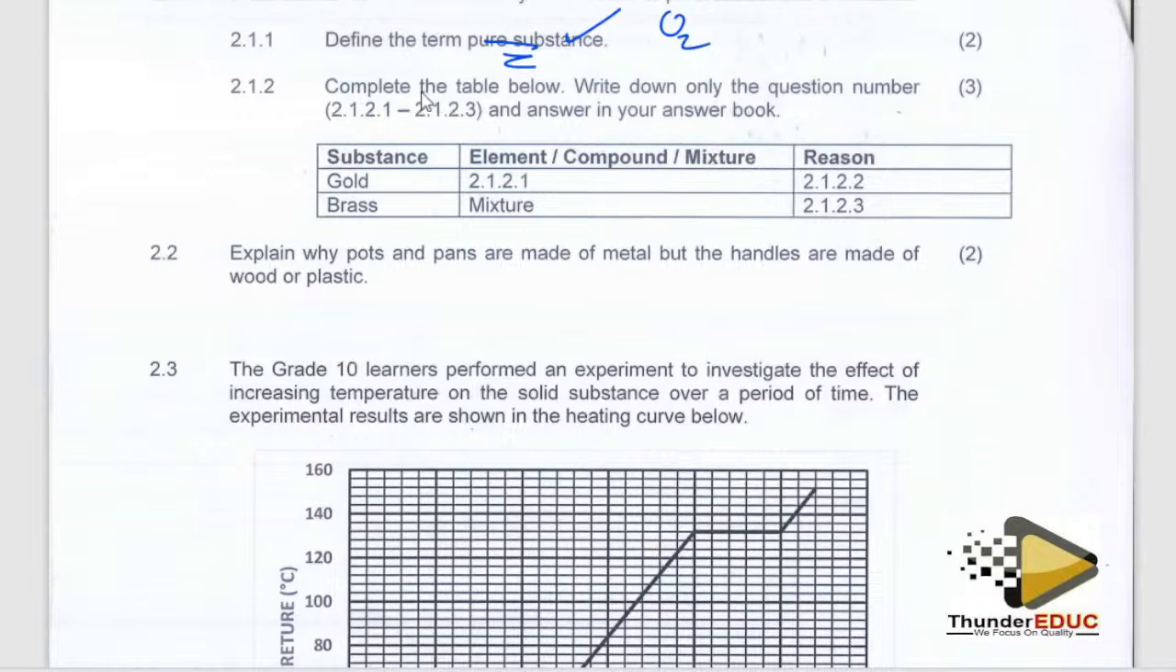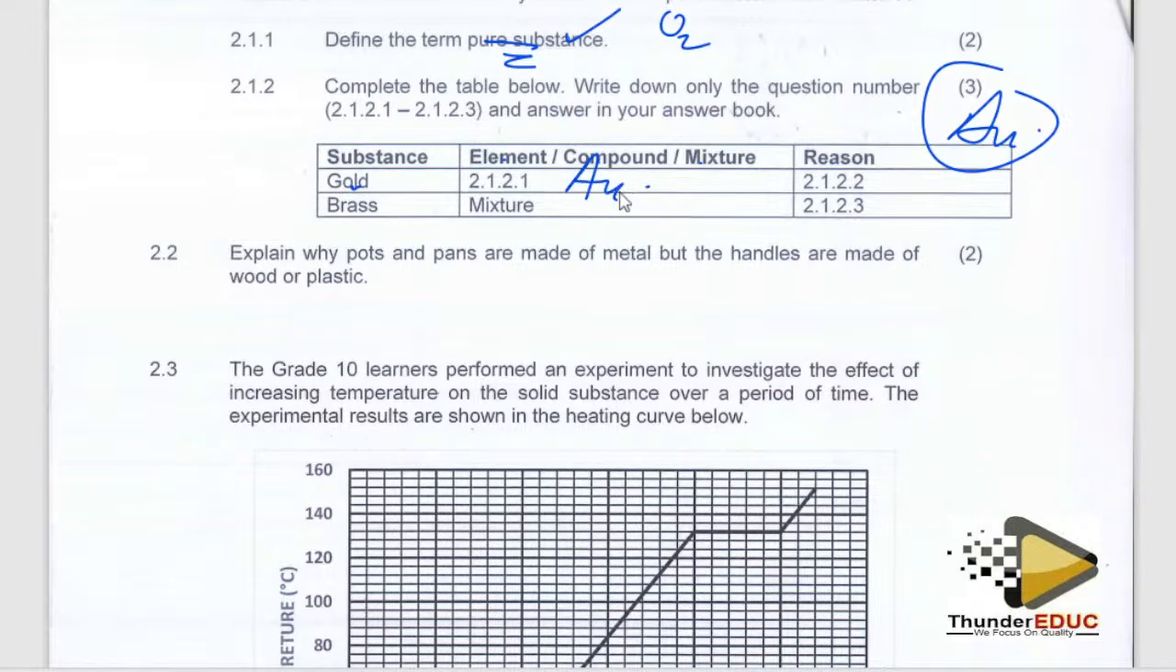Then they say complete the table below. Write down only the question number and answer in your booklet. Gold. What is gold? They want to know whether it is an element or a compound. Gold, Au, is an element.